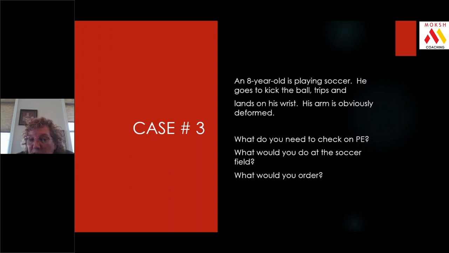What do you need to check on physical exam? Always, always, always, if they give you any kid with anything broken, you're checking for a pulse and nerve function. Very good. Blood flow through the radial and ulnar arteries, and you want to also check that they've got full range of motion and normal sensation. So you do a neurovascular check.